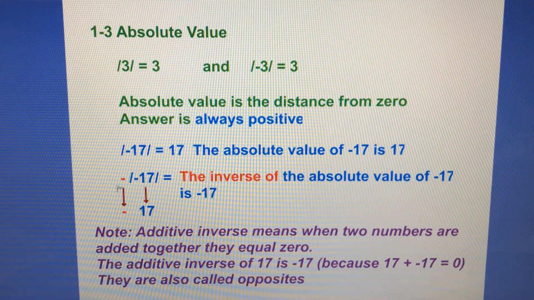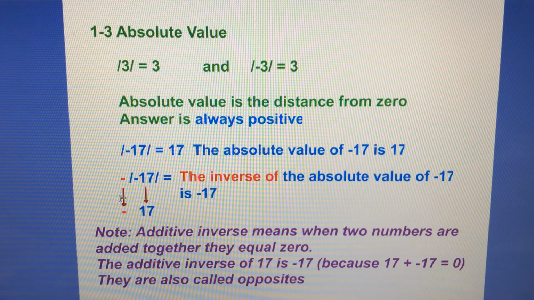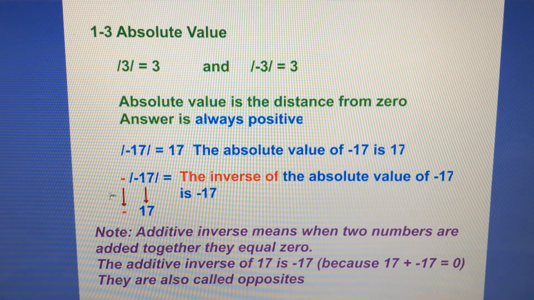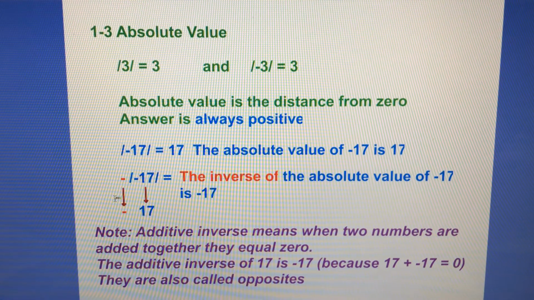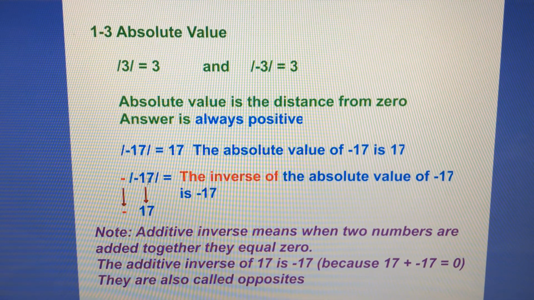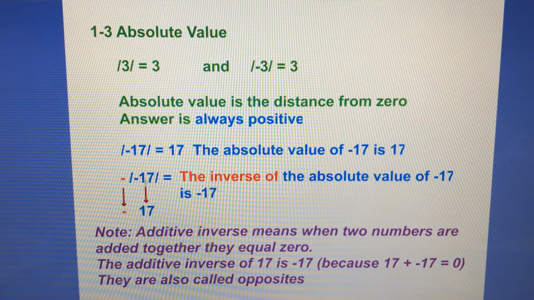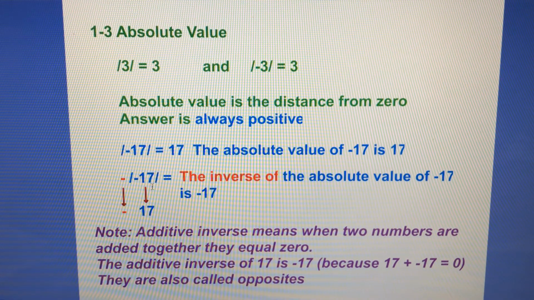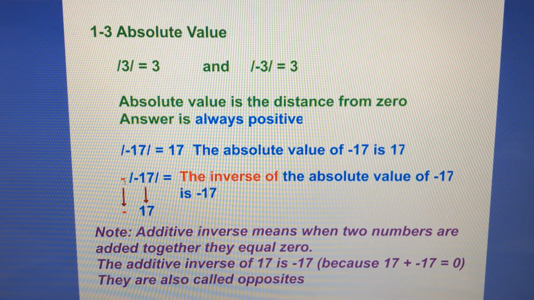If, however, I put an inverse sign, which sure looks an awful lot like a subtraction sign, doesn't it? Sadly, math does become very confusing with that little subtraction sign, inverse sign. The inverse of the absolute value of -17. Well, the absolute value of -17 is +17, and the inverse of +17 is -17.